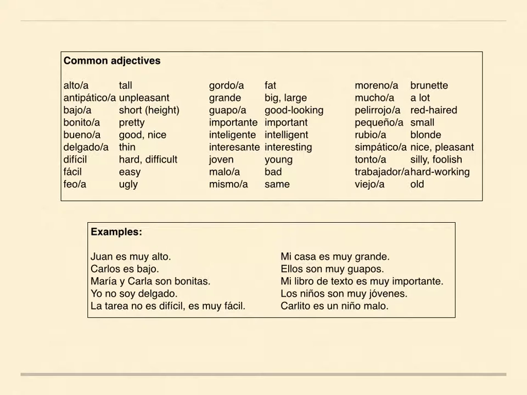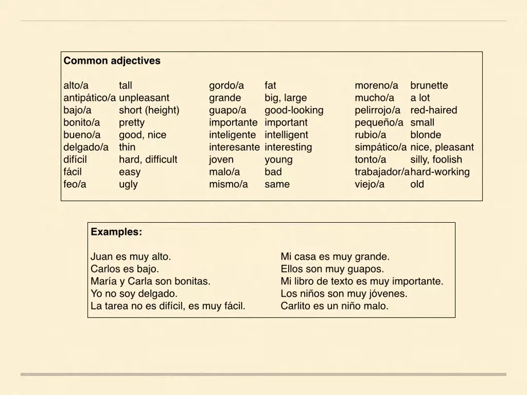Juan es muy alto. Carlos es bajo. María y Carla son bonitas. Maria and Carla are pretty. Yo no soy delgado. I am not thin. La tarea no es difícil. Es muy fácil. The homework is not difficult. It is very easy. Mi casa es muy grande. Ellos son muy guapos. They are very good looking.